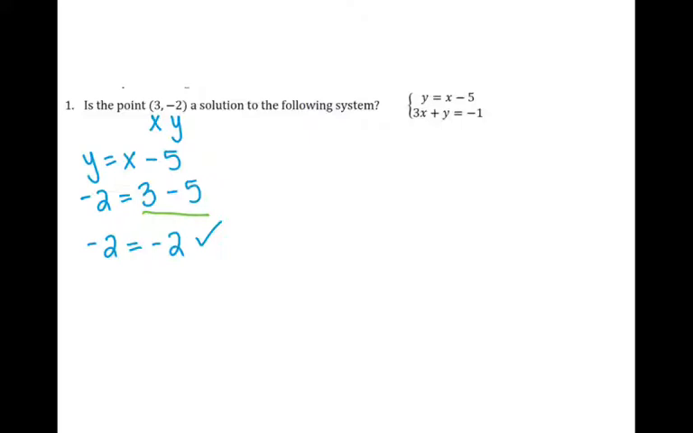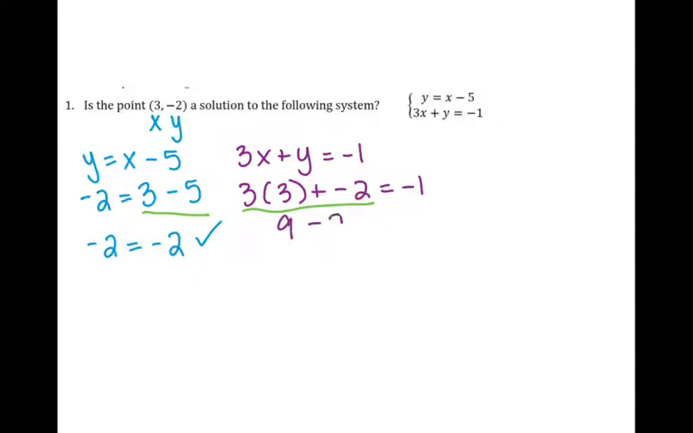Now let's double check to see if it works for the second equation. For my second equation, which is 3x plus y equals -1, I'm going to replace my x with a 3 and my y with a -2. And I want to simplify this side to see if it ends up equaling -1. So 3 times 3 is 9, minus 2. 9 minus 2 is 7, which most definitely does not equal -1. So my answer for this is no. It is not a solution.